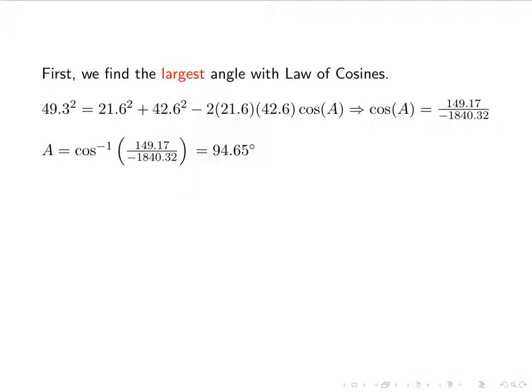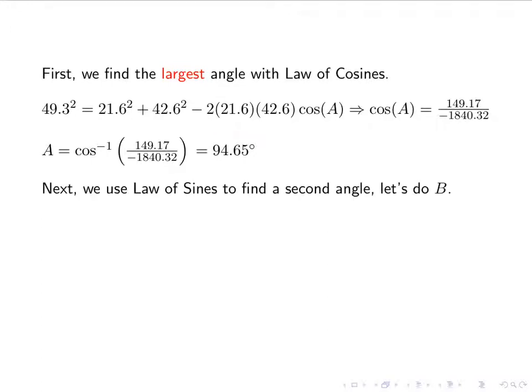The fact that what's inside my argument is negative means my angle is bigger than 90, right? It's a quadrant 2 angle when cosine's negative. Okay, so it's 94.65 degrees for my largest angle. Next, I'm going to use the law of sines to find a second angle. And again, since I already did the largest angle, it doesn't matter which angle I do now for the law of sines because I know they can't be obtuse. I know they have to be a quadrant 1 angle.